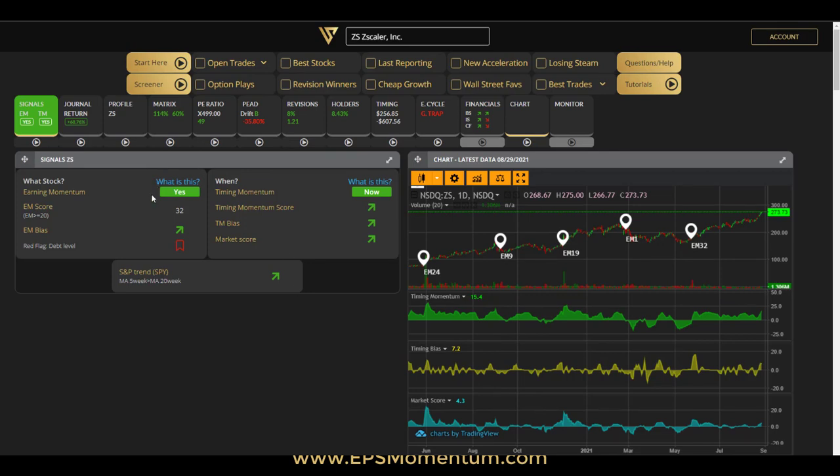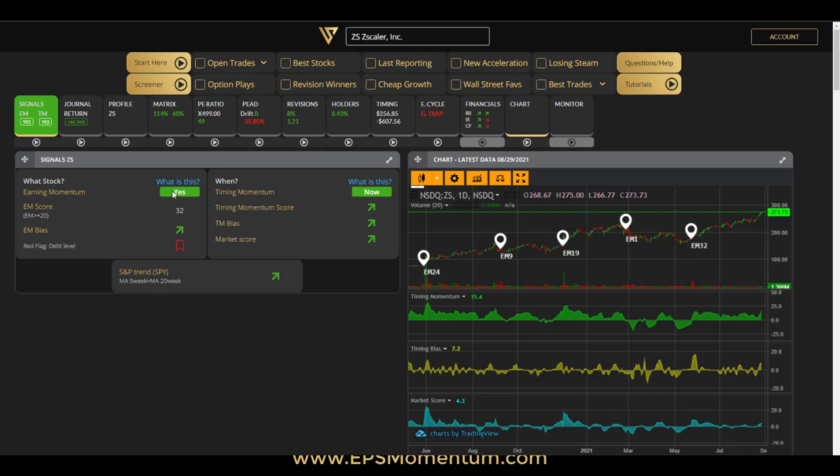So what's happening here is, first, three parts. One is about the stock's earnings and sales momentum and some fundamentals. The other part is about price and timing momentum. And the third one is about the trend of the S&P, the overall market. So the first part here is the EM momentum. When the EM is greater than 20, that flag will be set to green, yes, which is very good news.